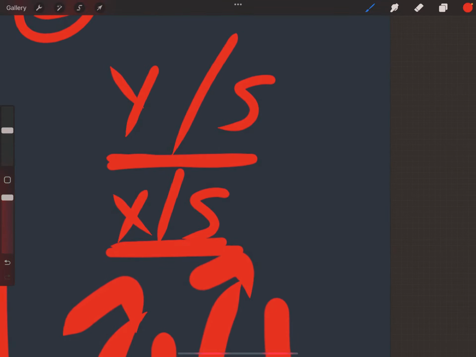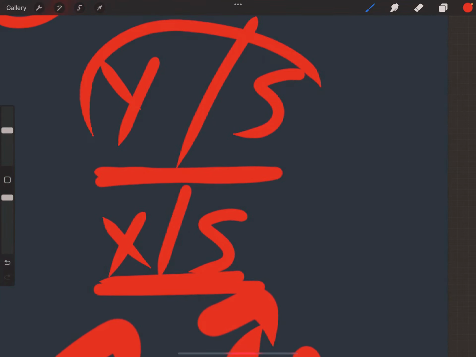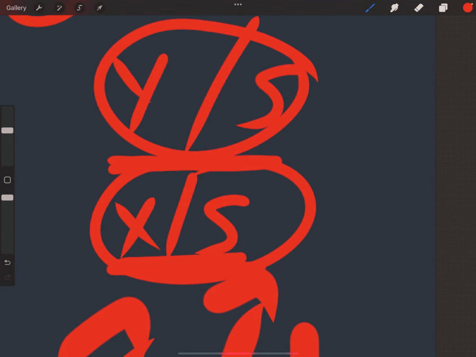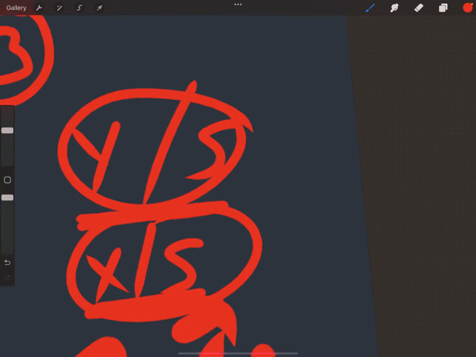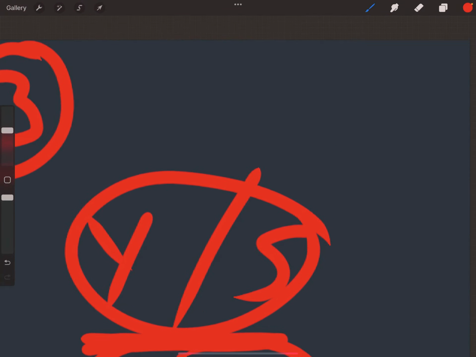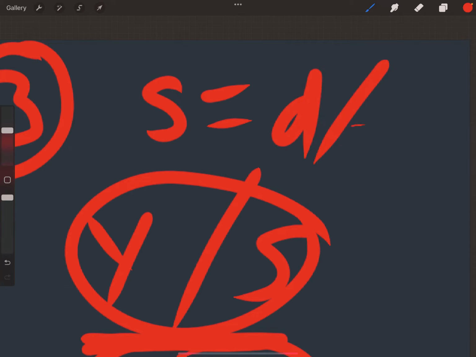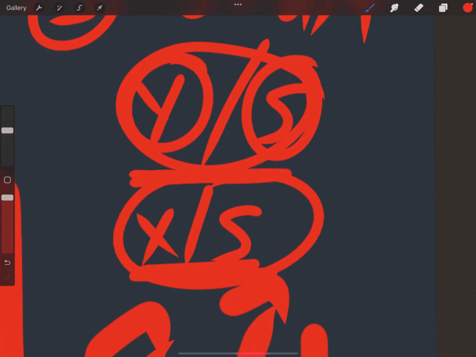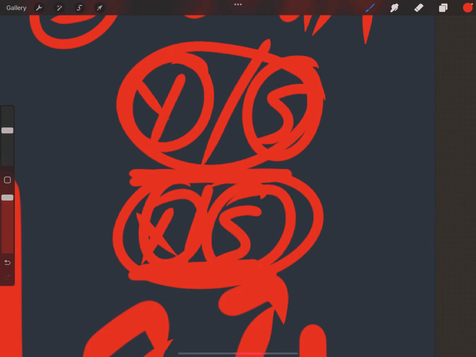So this is basically the essence. So what the old lady saw is different from what you saw. So the speed was different. And we know speed equals distance divided by time. So this is a distance and this is a time. And this is a distance and this is a time.